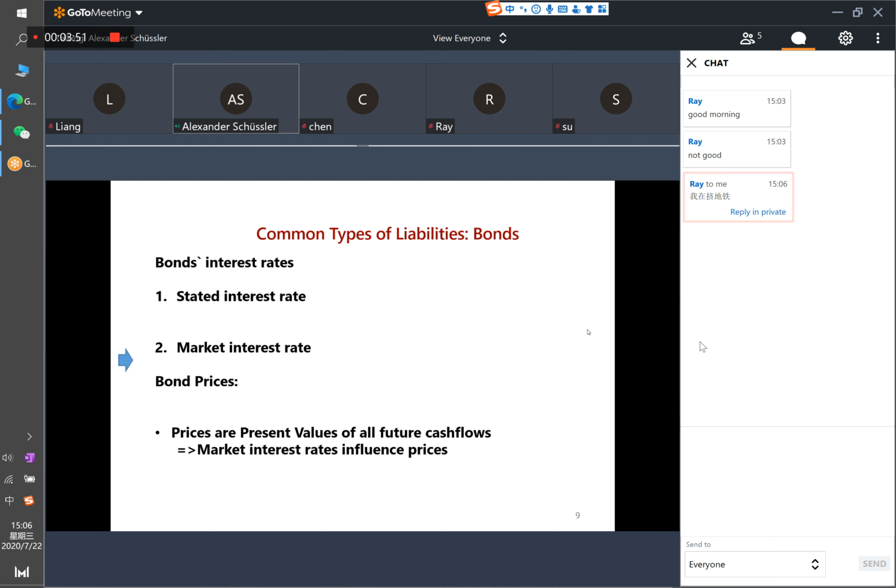The cash flows are the coupons, which is the stated interest, and the principal. The principal is what you get at the end of the maturity. And the market interest rates influence prices. Why do the market interest rates influence prices? The market interest rates are essentially the discount rates.